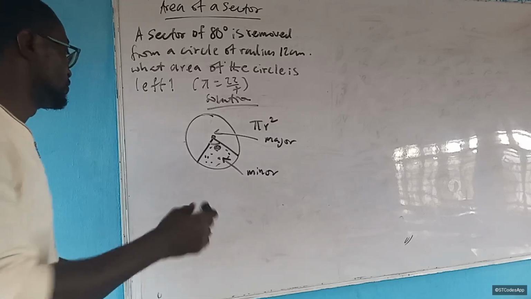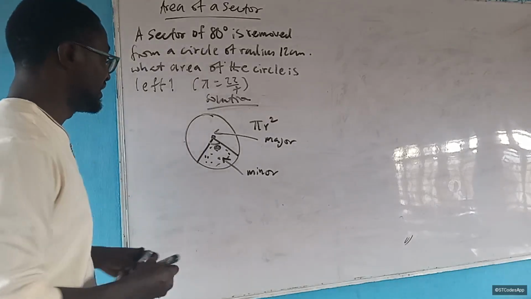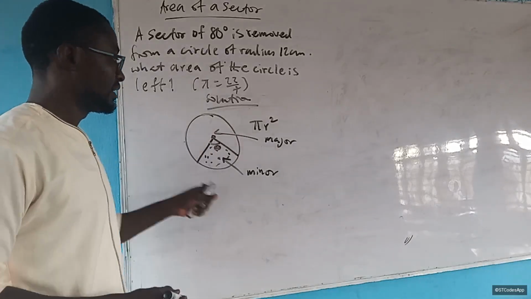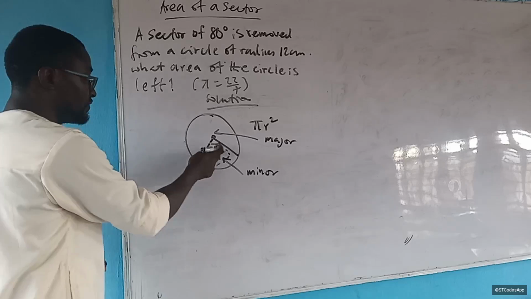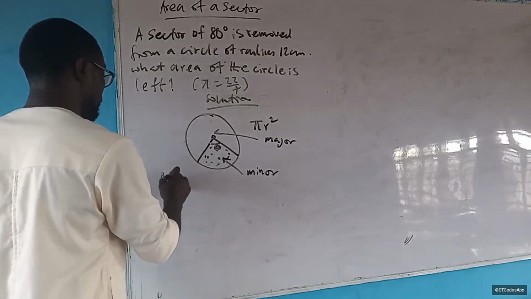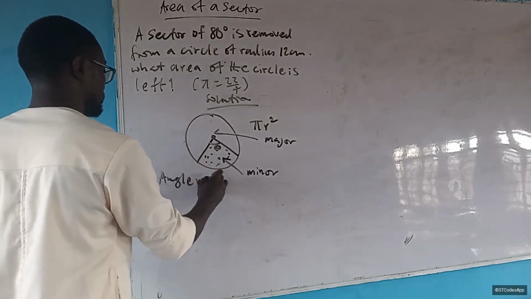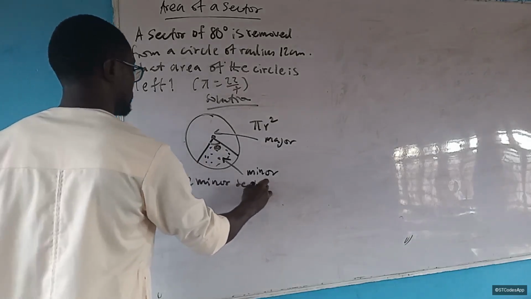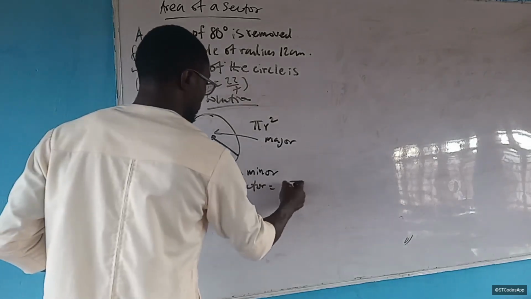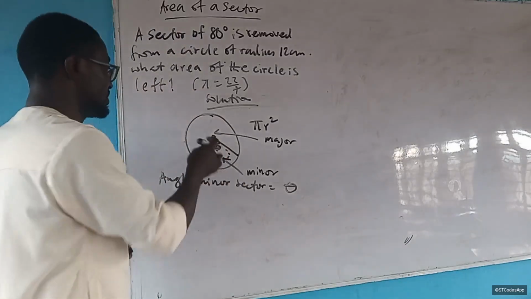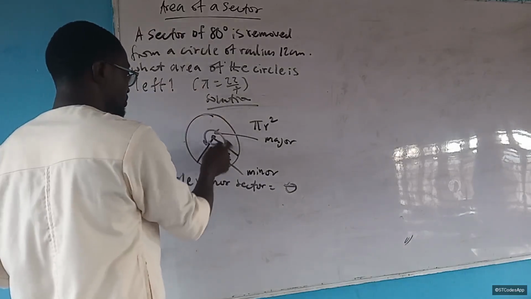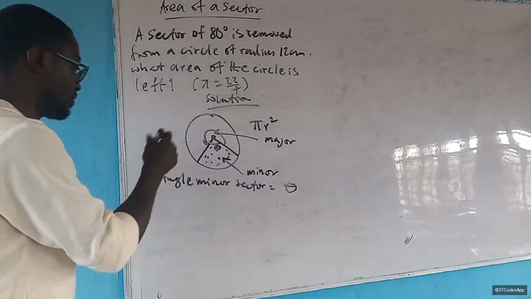Okay, now since you know that the total angle in a circle or at a point is 360 degrees, the angle of this minor sector will be what? This very word theta. Now, what will be the angle of this major sector, this inner part here? What will be the angle here from here to here? The angle of minor sector.